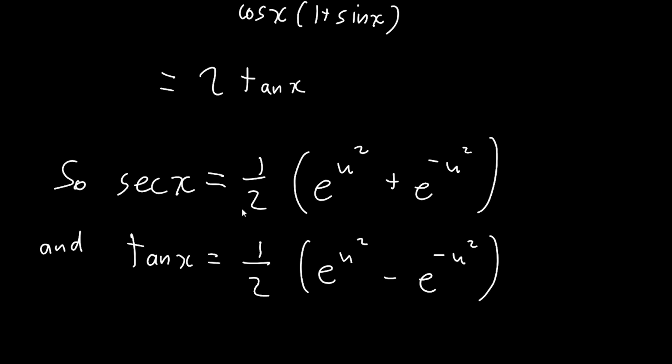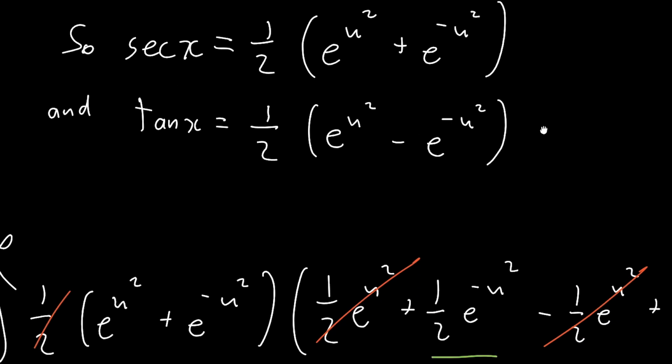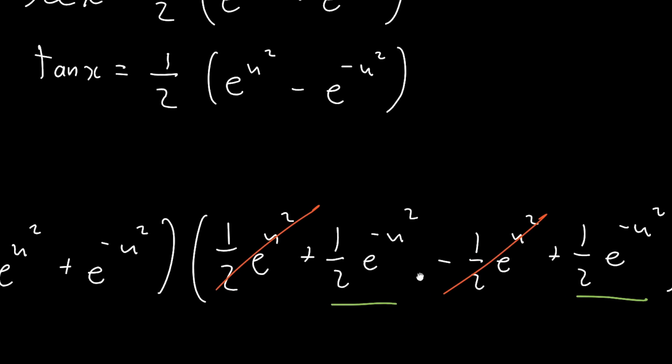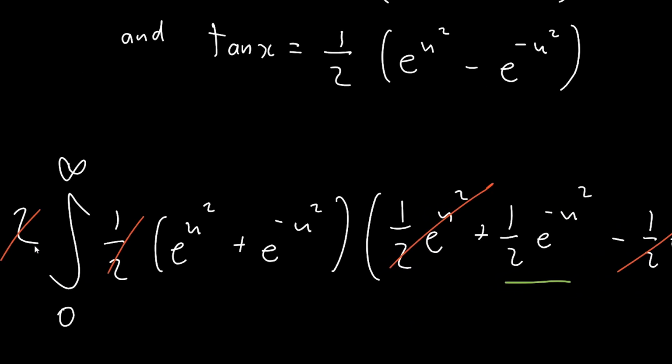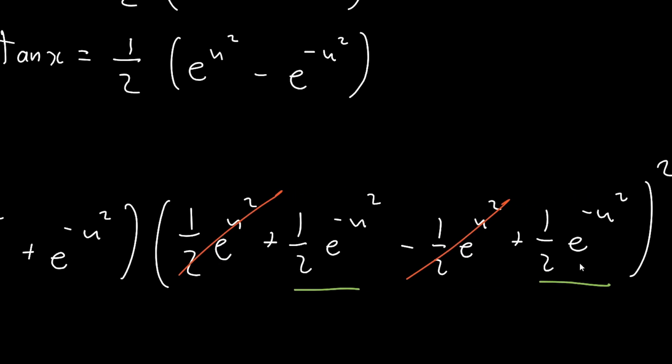So sec x equals a half, lots of e to the u squared plus e to the minus u squared, and tan x equals a half e to the u squared minus e to the minus u squared. So writing that all together to get the substitution done, we have 2 on the outside, and then the half from the sec x, and that ends up just cancelling. And then we have sec x plus tan x, but you can see that the e to the u squared terms are cancelling out, and then the e to the minus u squareds are adding together. So that half and that half add up to 1.